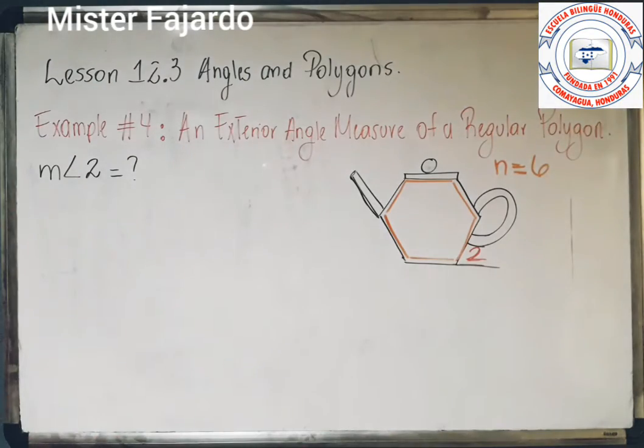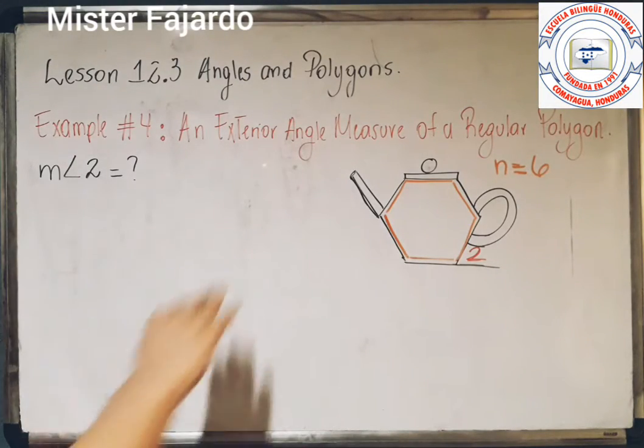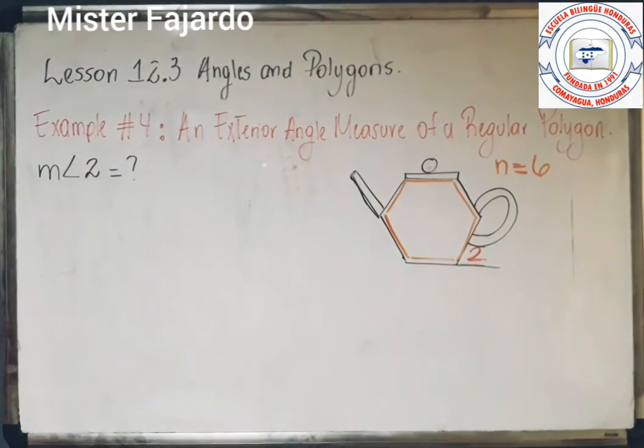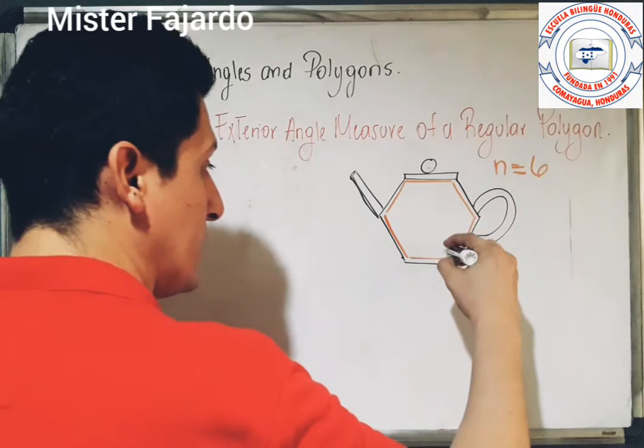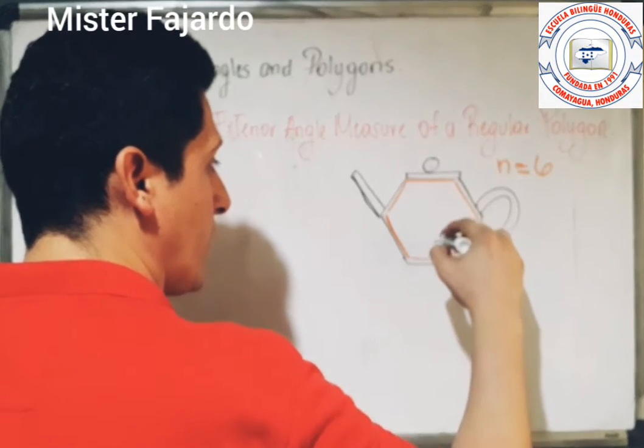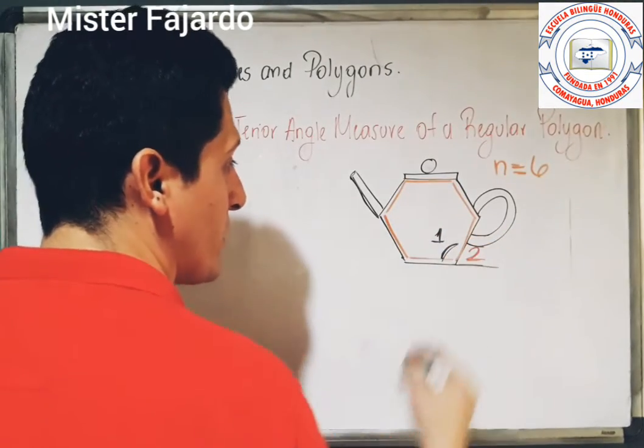And it's a regular polygon. That means that all the sides have the same measure, okay? What we need to do is find the measure of an interior angle. This angle I need to find, in this case, is angle number 1, okay? The measure of this angle.